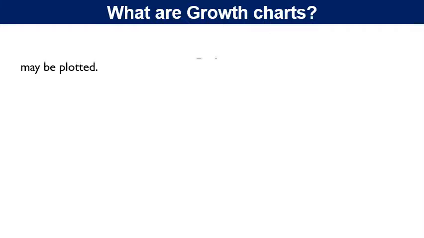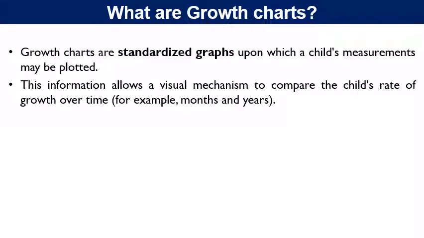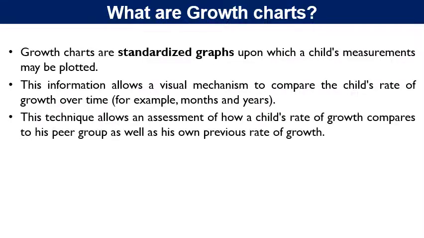To complete this growth monitoring process, we use some kind of charts. Those charts are called growth charts. These charts are nothing but standardized graphs upon which a child's measurements may be plotted. This information allows a visual mechanism to compare the child's rate of growth over time. You can mark this rate in months as well as in years, and this technique allows an assessment of how a child's rate of growth compares to his peer group as well as his own previous rate of growth.